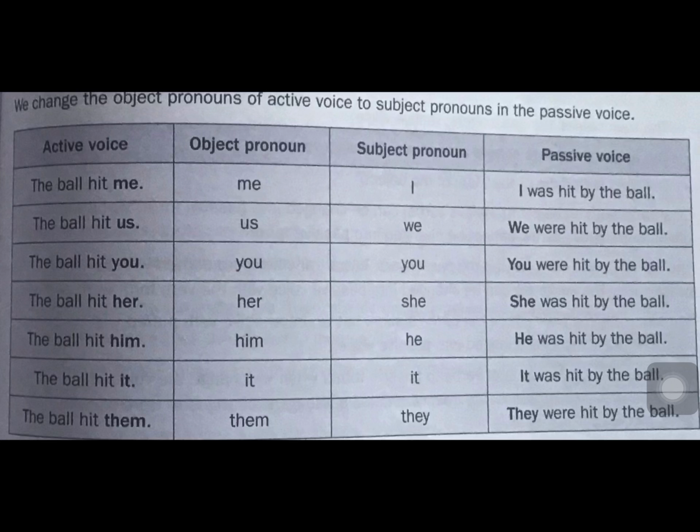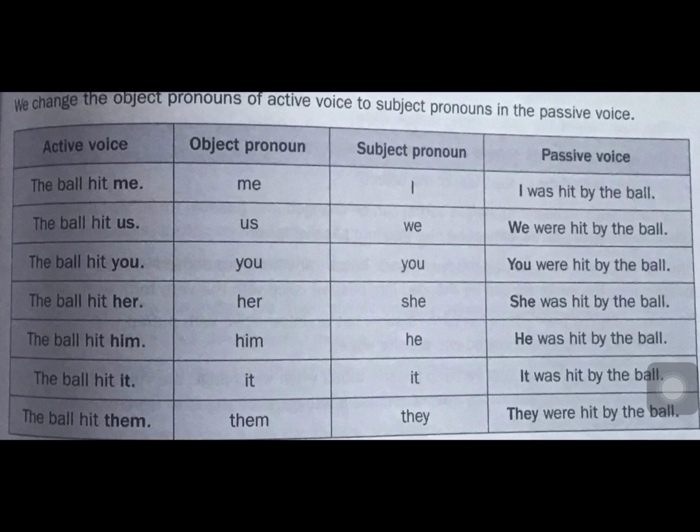We change the object pronouns of active voice to subject pronouns in the passive voice. See here, children, the ball hit me. Ball, subject; hit, verb; me, object. Object pronoun me. Then what happens when we are writing it in passive voice? Me will come in subject position. Then me has to come as subject in passive voice. Then what should we write here? Subject pronoun I. Me changes to I.